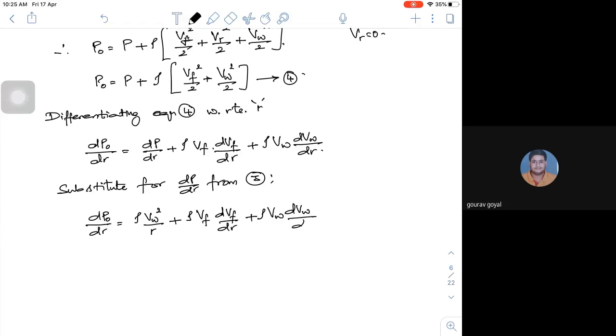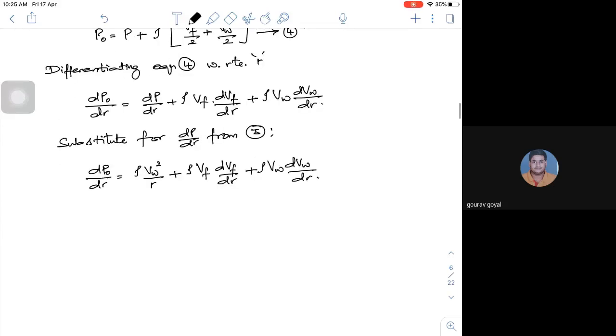If possible, I can bring the rho to the left hand side. I can write 1 upon rho into dp naught by dr is equal to Vw square by r plus Vf into dVf by dr plus Vw into dVw by dr.